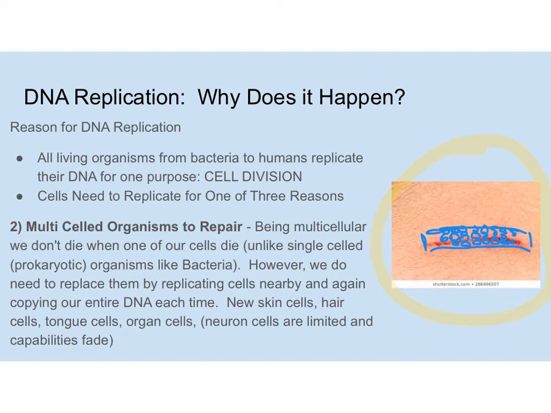And every single time you make a new cell, you need to copy your entire DNA. Some examples would be that you need to make new skin cells, you need to make new hair cells when your hair falls out or you cut your hair. Tongue cells, organ cells. Neuron cells are limited, okay? So that's something interesting.